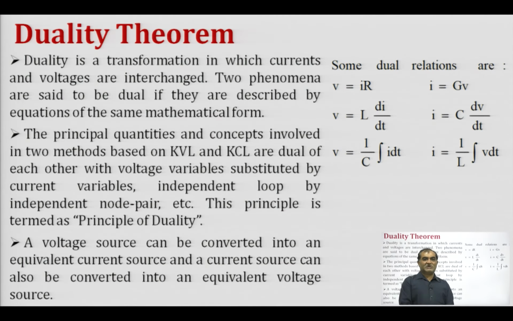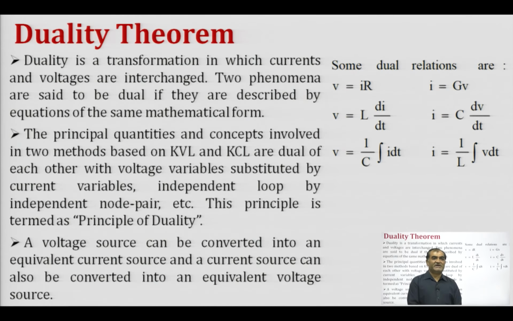Similarly, the voltage drop across an inductor, V equals L dI upon dt, is dual to the current across the capacitor, that is I equals C dV by dt. Then the voltage across the capacitor, that is 1 by C integral I dt, is dual to the current across the inductor, that is I equals 1 by L integral V dt. So, you see the dual relationship: voltage is changing to current, capacitor is changing to inductor, and so on.